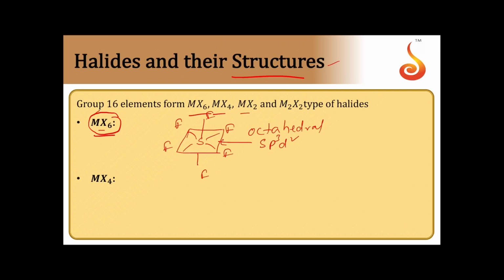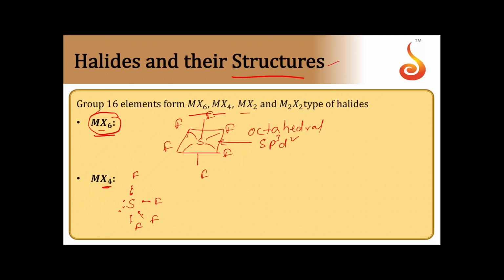Now let us take MX4, for example the SF4 molecule. Sulfur has 6 valence electrons. There are 4 bonds towards 4 fluorine atoms, and we still have one lone pair. So the number of bond pairs is 4 and there is one lone pair. The total number of pairs, lone pairs plus bond pairs, is equal to 5, so the hybridization is sp3d.